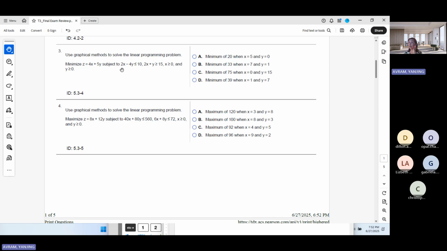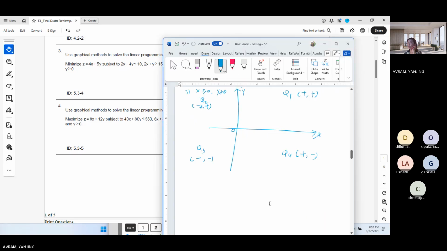Okay, and then we also have this 2x minus 4y needs to be less than or equal to 10. I can divide both sides by 2, and since 2 is positive, I don't have to change the inequality direction, so it'll be easier. So this one changes to x minus 2y less than or equal to 5. I just simplified it a little bit so it is easier to do the calculation. If you don't want to simplify, that's fine.